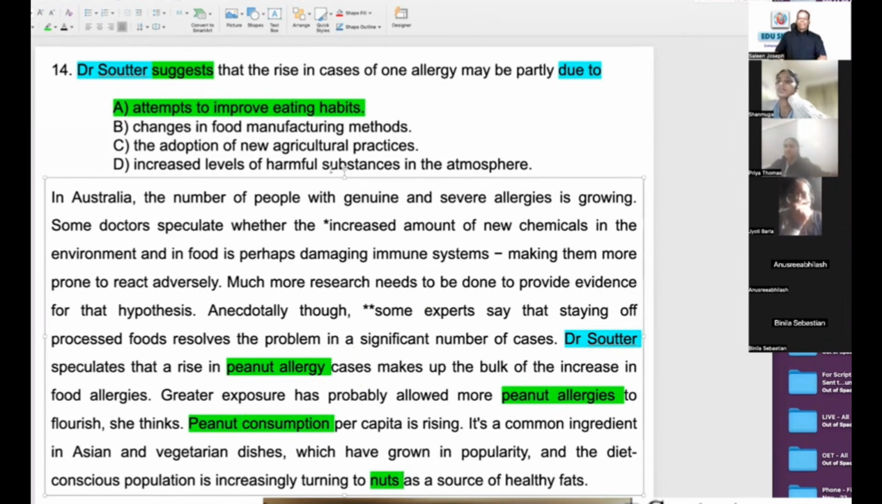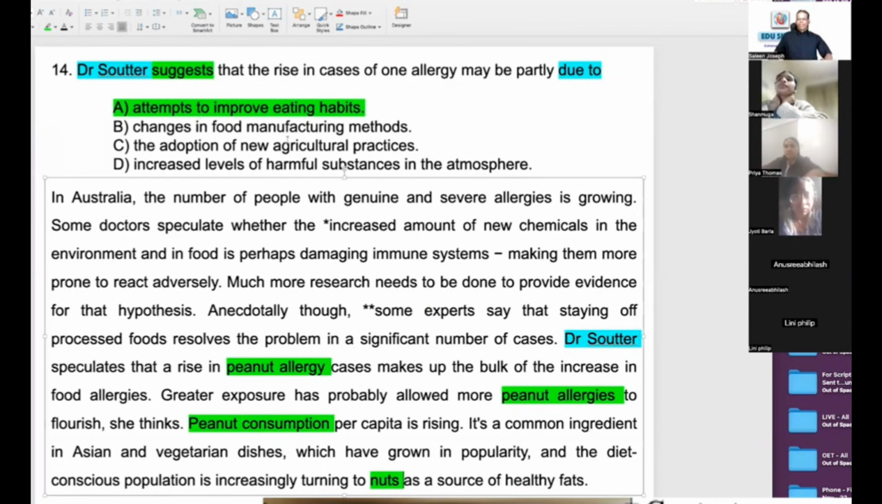Now, an increased level of harmful substance in the atmosphere. That is given here. Increased amount of new chemicals in the environment. But that is not the opinion of Dr. Suter. That's the difference. So whenever there is a name given, suddenly launch or just focus onto that area where you have the name. So there is no confusion. Don't worry about what others say.